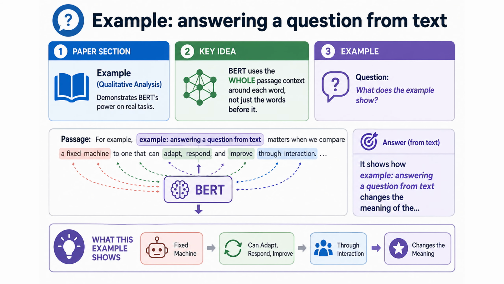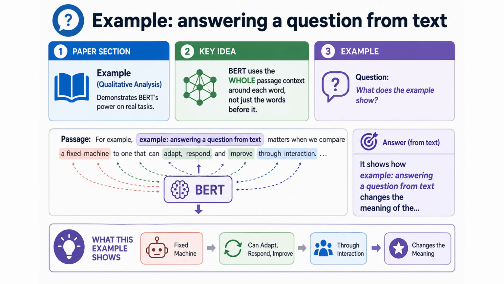Once that is clear, the next step is example, answering a question from text, because that extends the paper's argument in a more concrete direction. Example, answering a question from text. To answer a question, BERT can use the whole passage context around each word, not just the words before it. For example, answering a question from text matters when we compare a fixed machine to one that can adapt, respond, and improve through interaction. What this example shows is how answering a question from text changes the meaning of the paper's central argument. This matters because it helps explain why this paper became one of the foundation stones of AI history.